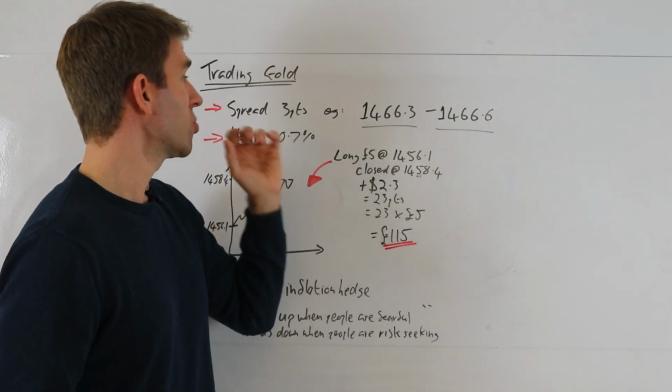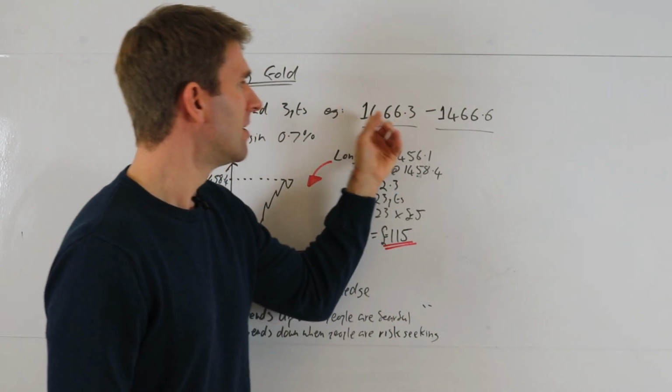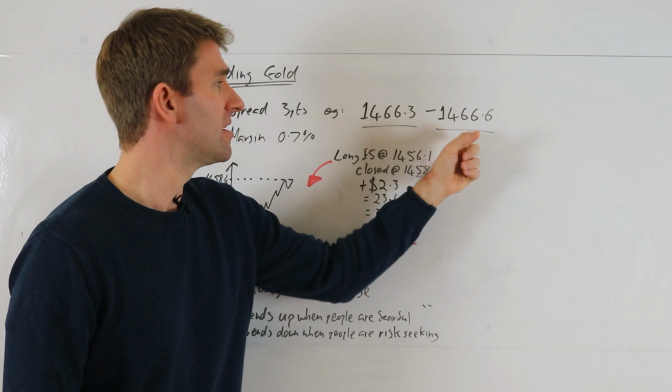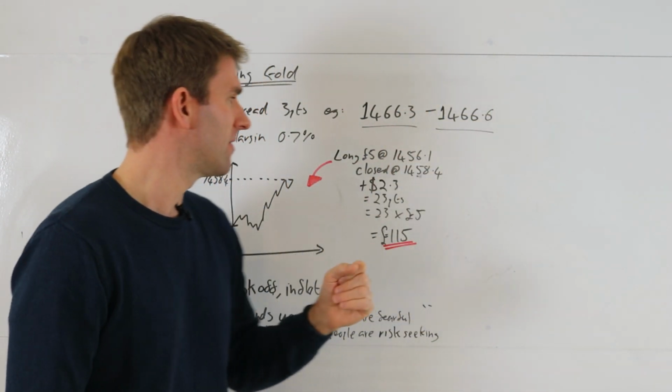So a spreader and Core Spreads Australia, use that as an example. It's 3 points. So for example, the quote would be on the bid 1466.3 to 1466.6, margin 0.7%, very competitive margin.